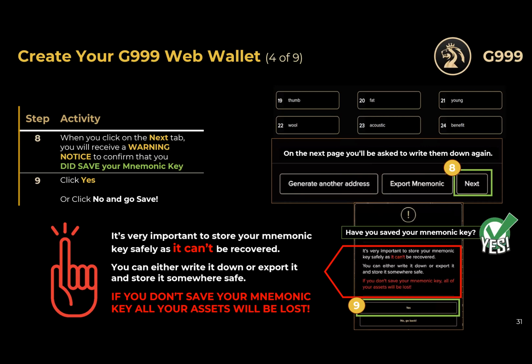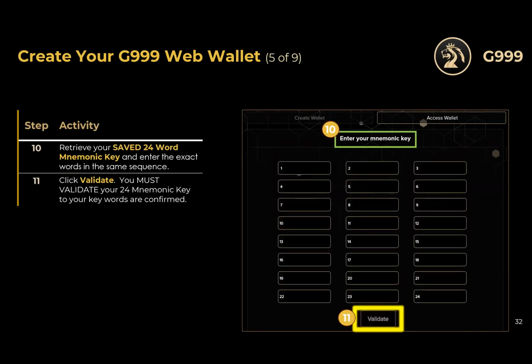So once you click next and you didn't do this, you can't click back to get it back. It's gone forever. So you're going to click, yes, I've done it, because Renee said it twice. And so now you're going to click on yes. And now you're going to be given the opportunity to enter those 24 mnemonic keys.